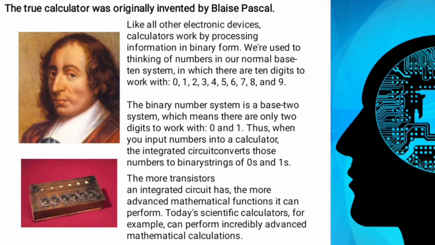So what is behind the calculator that makes our 0s and 1s work? That is where we get to transistors. The word transistor is derived from transfer resistor. It is said that the more transistors an integrated circuit has, the more advanced mathematical functions it can perform, where today's scientific calculators, for example, can perform incredibly advanced functions. So in just two simple digits, 0s and 1s, we can formulate a modern calculator, which started in a basic way.